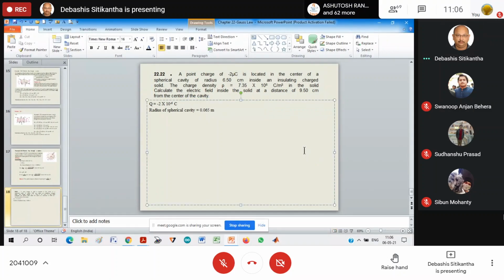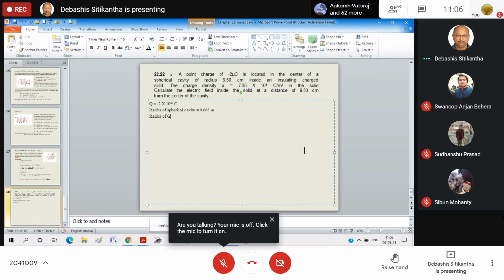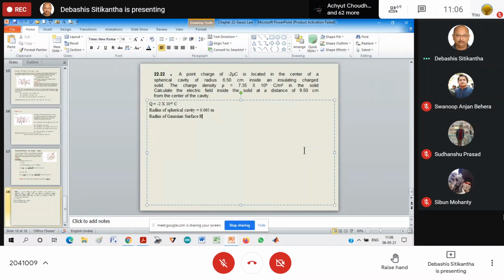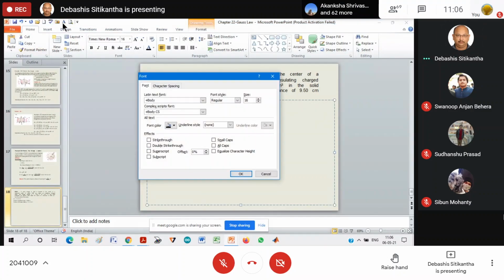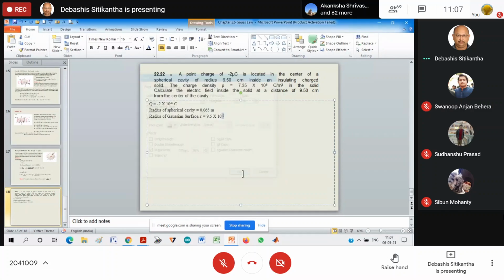So radius of Gaussian surface, capital R, so we'll write the small r. r is equal to 9.5 into 10 to the power -2.